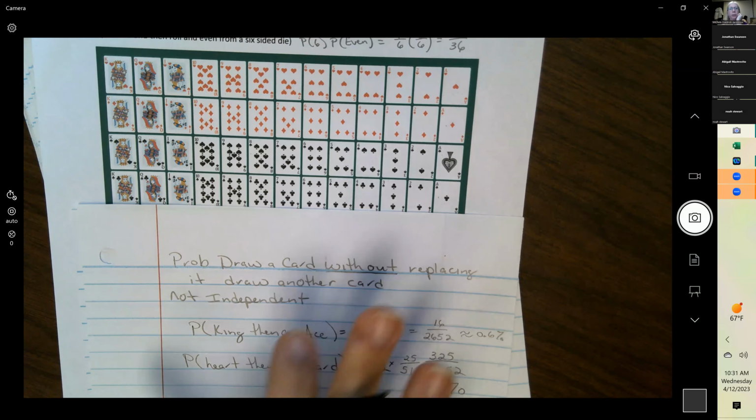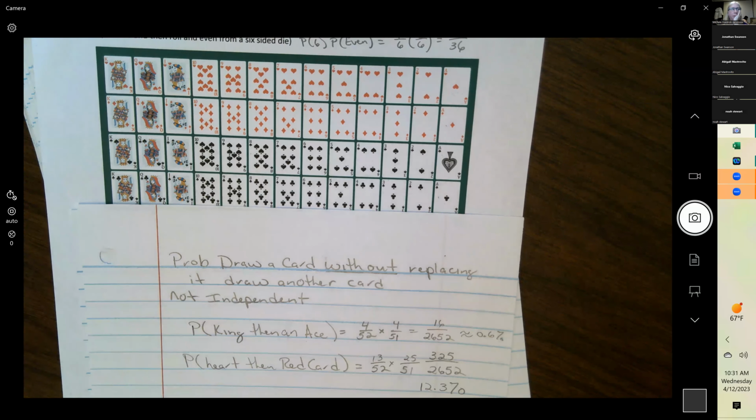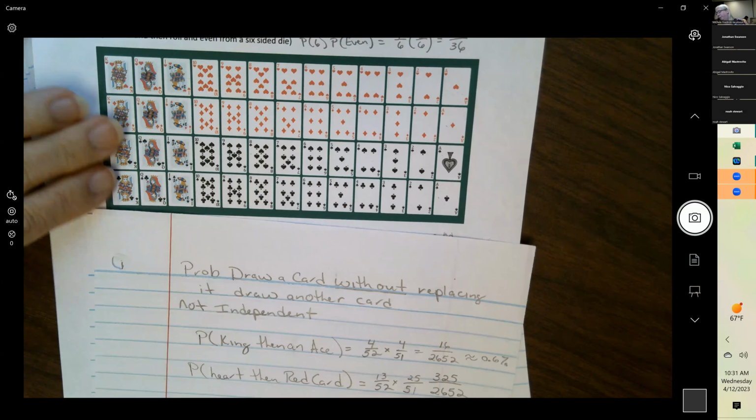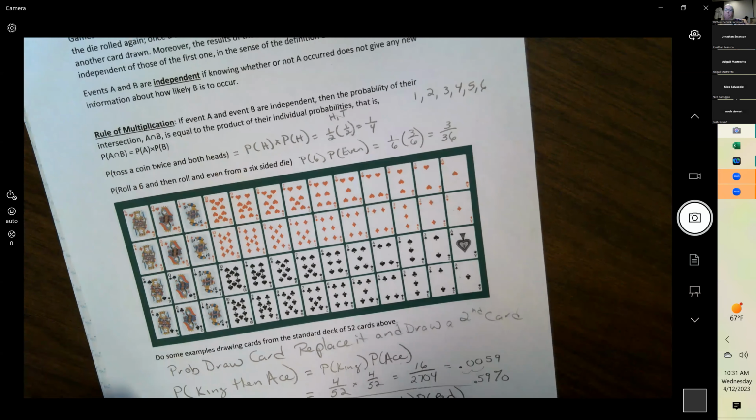Do you need to do more, or are you comfortable with the cards? I think I pretty much understand it. Yeah, it's not too bad. The biggest thing is knowing a deck of cards. Students don't play with cards like we did when I was younger. Oh no, we played cards every weekend. A little different now. Any questions?